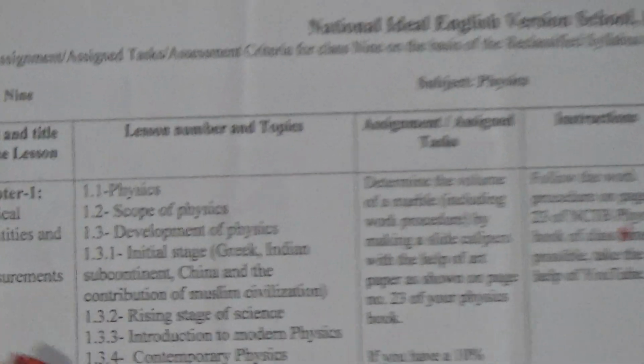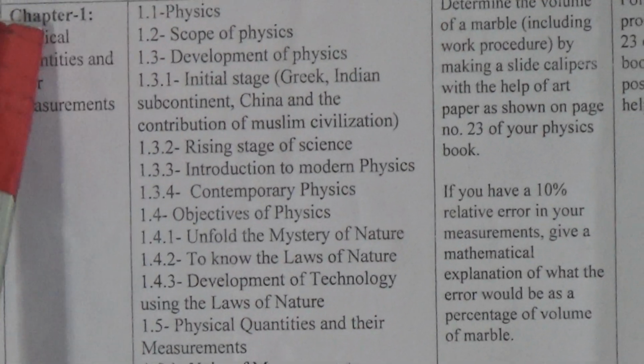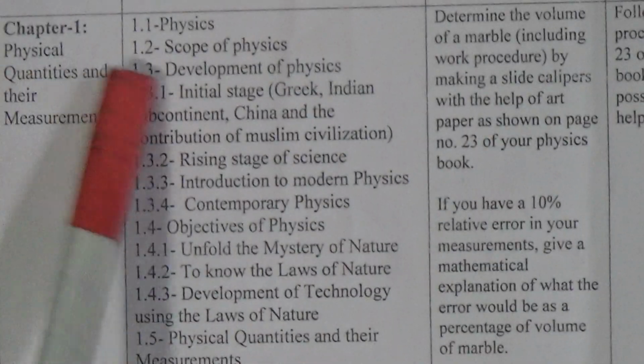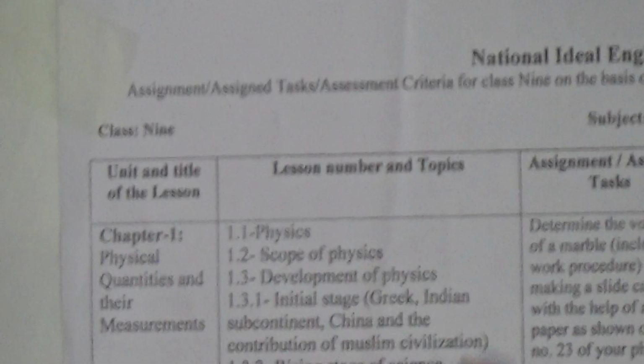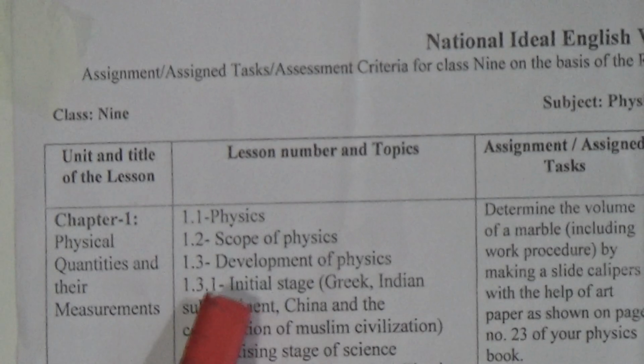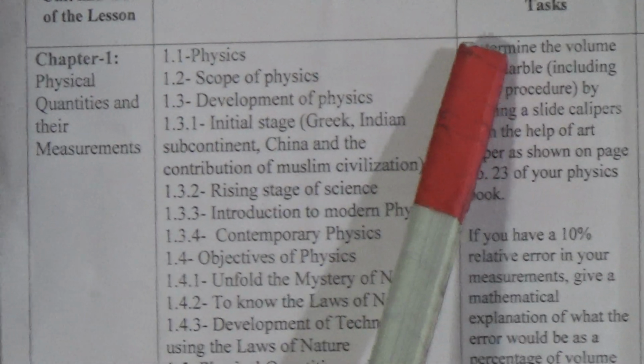This is your first assignment for physics for class 9 students. My dear students, at first see the assignment topic. Here see the unit and title of the lesson: chapter 1, physical quantities and their measurements. Here the lesson number and topics from your book are given. Then the assigned task or assignment.